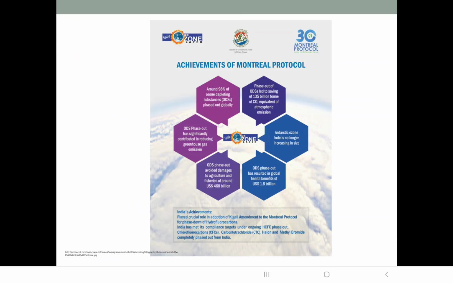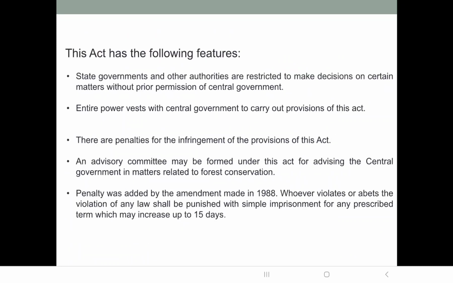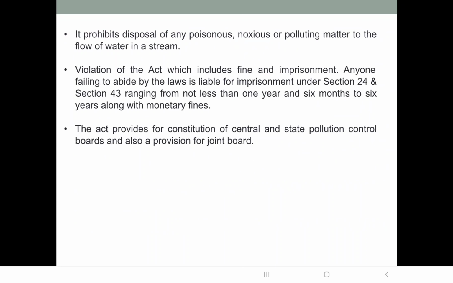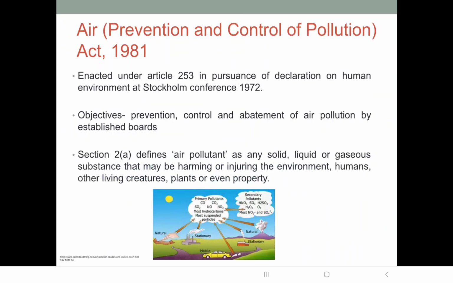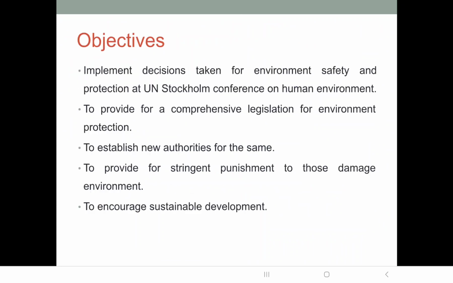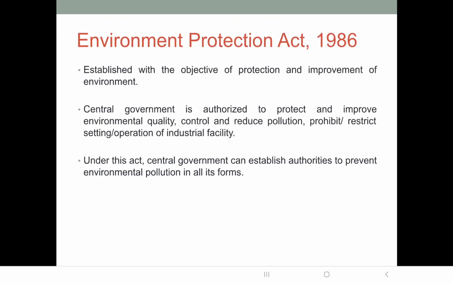So let us now see what we have covered so far. In the beginning we discussed the Environment Protection Act 1986. This was enacted by the government of India in pursuance of the Stockholm Conference, which was held in 1972. And this is an umbrella legislation. Umbrella legislation means it is a holistic law to cover wider aspects of the environment.